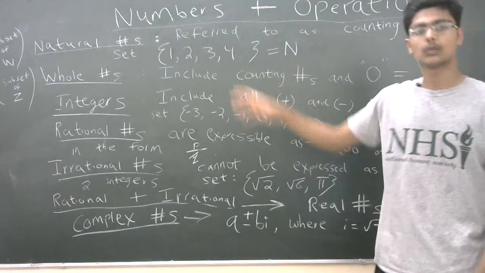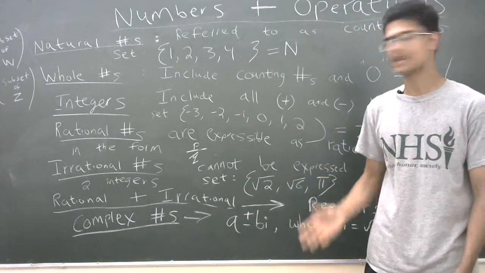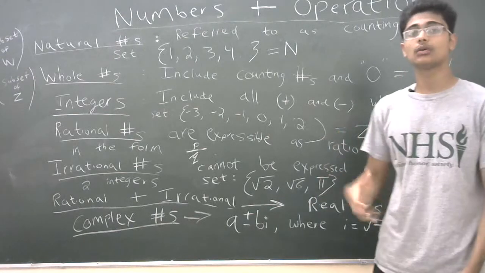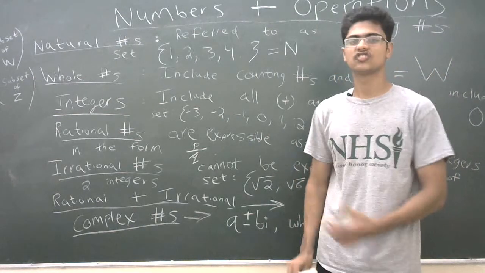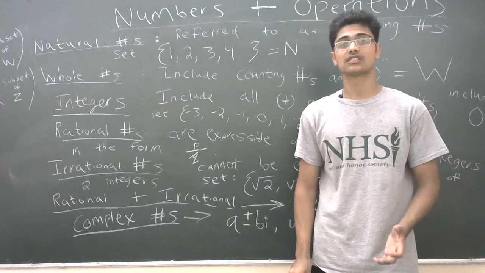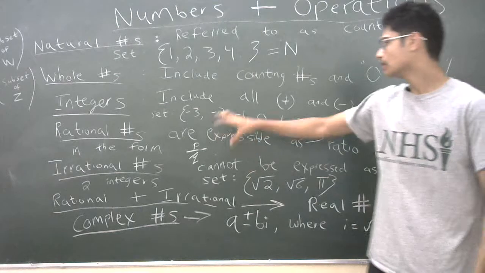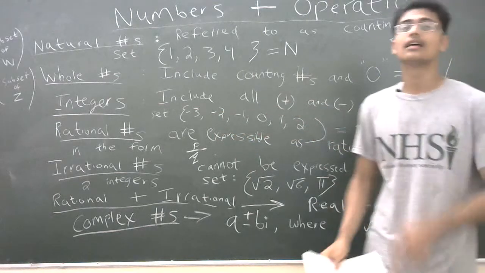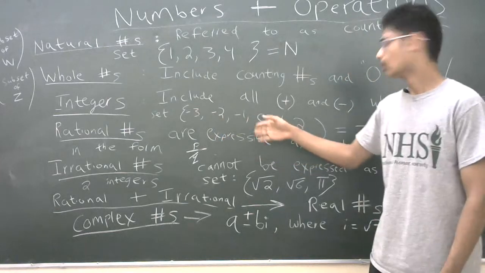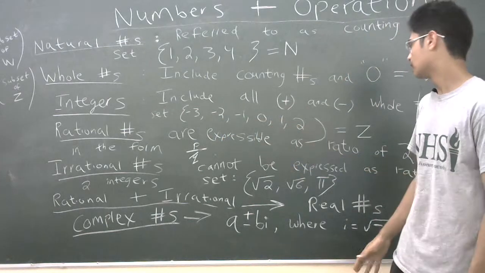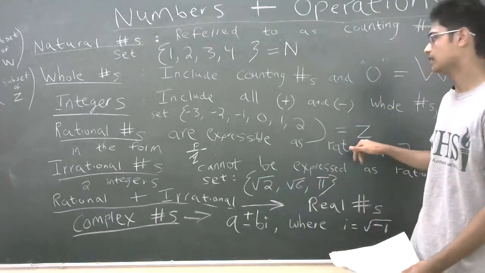Moving on to the third one, we have integers. Integers really include all the positive and negative whole numbers as well as 0. It's important to understand that decimals and fractions are not part of the integer set. So it's really all the whole numbers, but including the negative ones. The set includes -3, 0, 1, 2, all the way to infinity, and this is denoted with the letter Z.